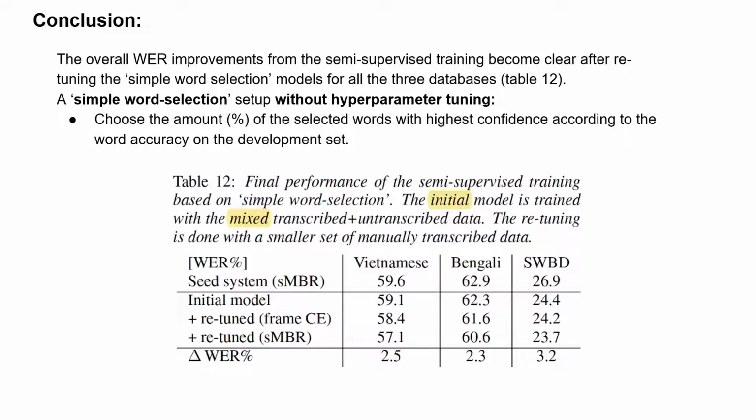So in conclusion, I don't want to get into a lot of complication as to what the word selection criteria should be. Basically here the word selection was done based on the words with the highest confidence according to word accuracy. So you go for some percentage of the words you want to take, and the confidence or the threshold could be at any level.